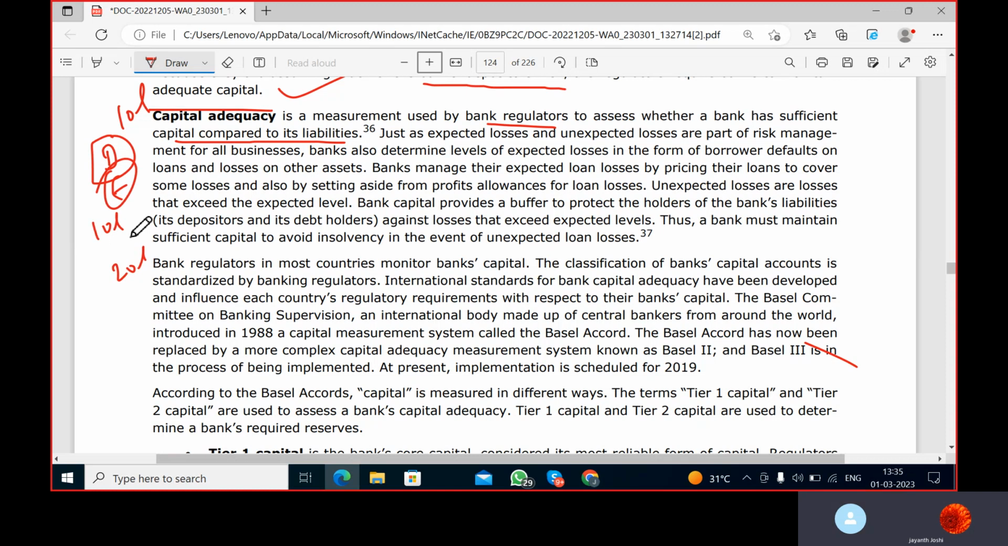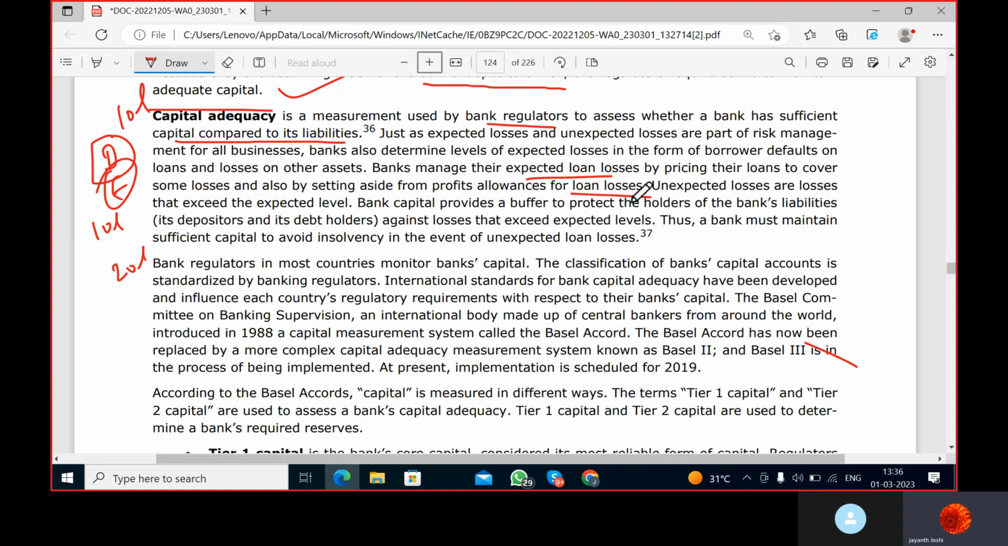Correct. So just as expected losses and unexpected losses are part of risk management for all businesses, banks also determine levels of expected losses in the form of borrower defaults on loans and losses on other assets. So the bank also always does an assessment of what losses they have. Banks manage their expected loan losses by pricing their loans to cover some losses, and also by setting aside from profits allowances for loan losses.